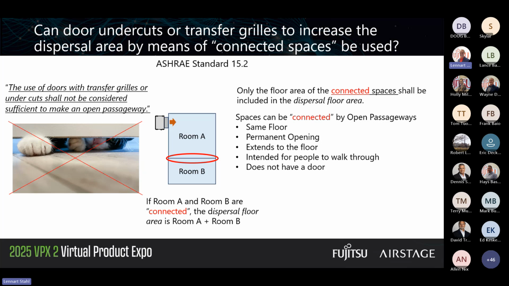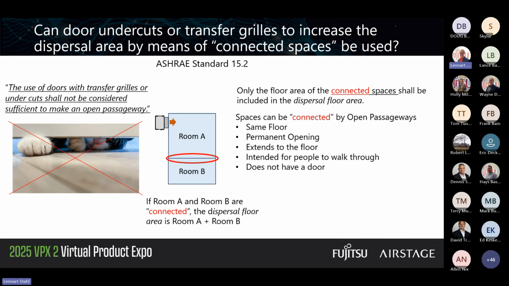So if you have a room, you can see the top view of a room there with an indoor unit conditioning room A. Depending on what's going on in the red oval, we could perhaps include the room volume for that room as well, if it's open, if it's connected. And connected spaces, according to standard 15.2, have to be on the same floor. Those two rooms have to be on the same floor.